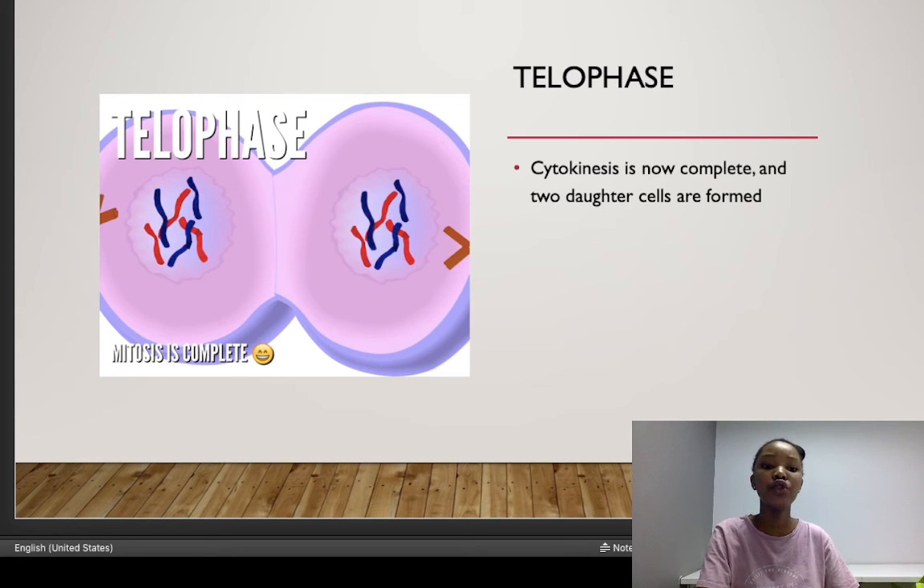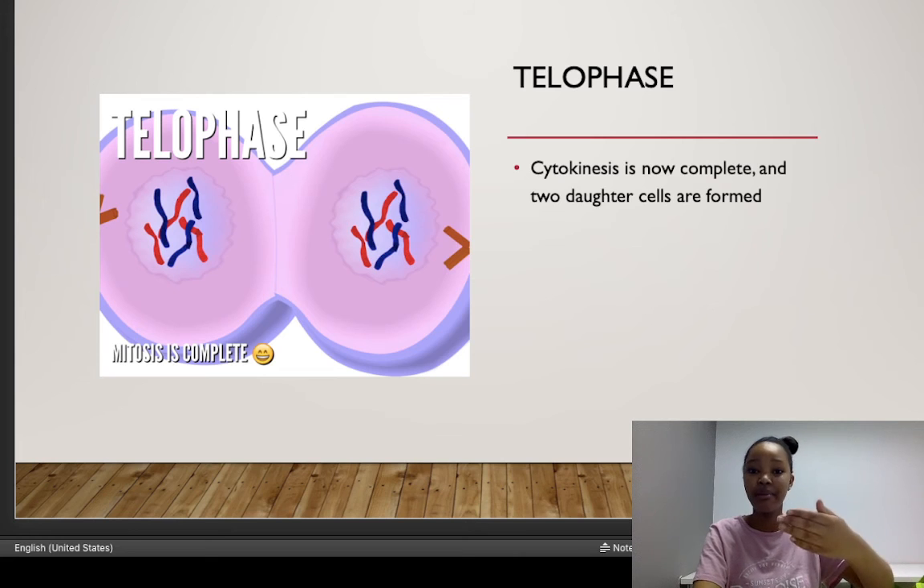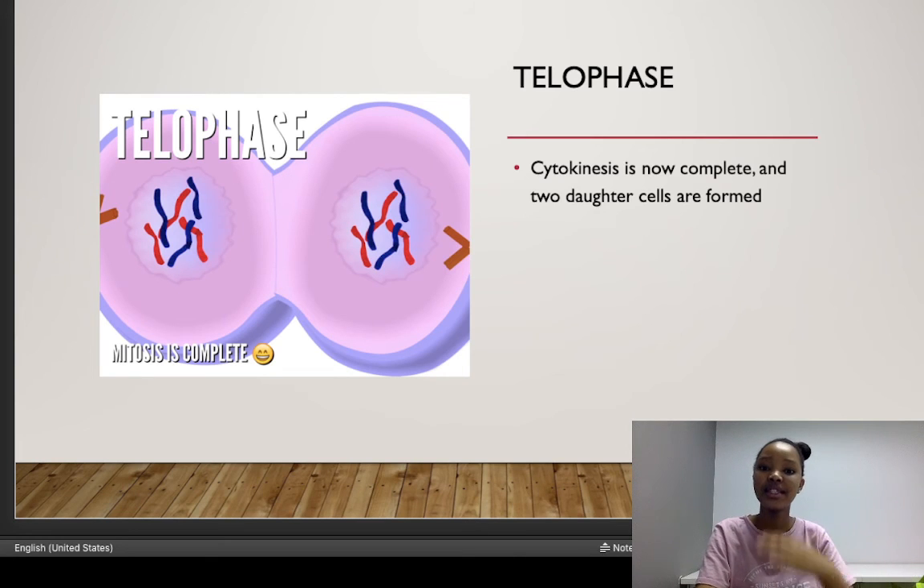It's very important for you to mention that the daughter cells are identical. They are identical to each other and they're also identical to the mother cell. So in the telophase, cytokinesis is now complete and two daughter cells are formed. That's what you have to know about telophase.